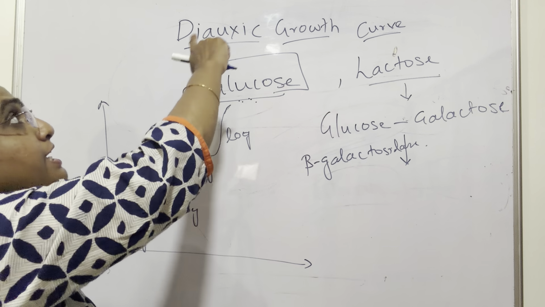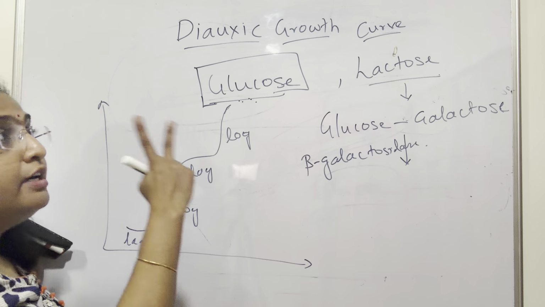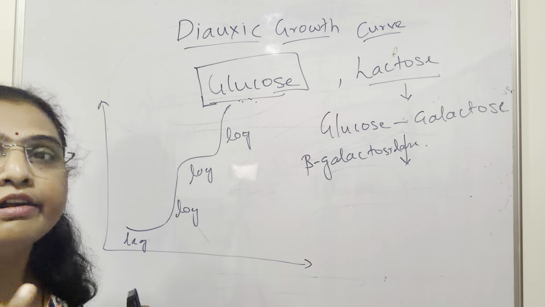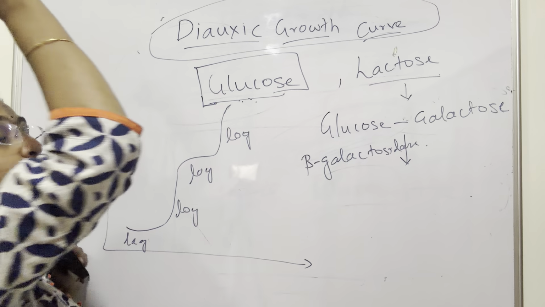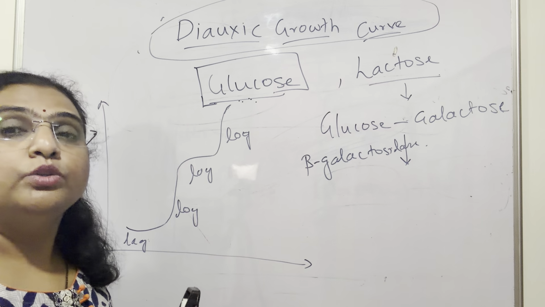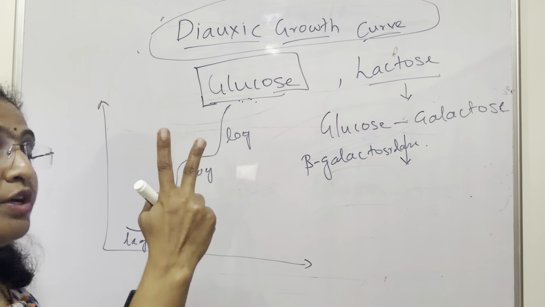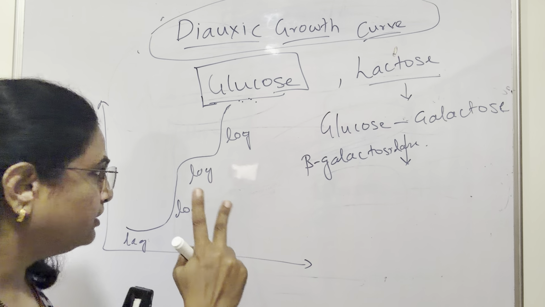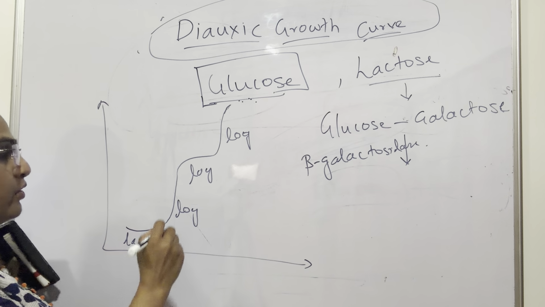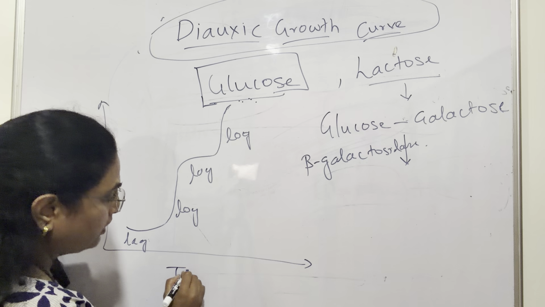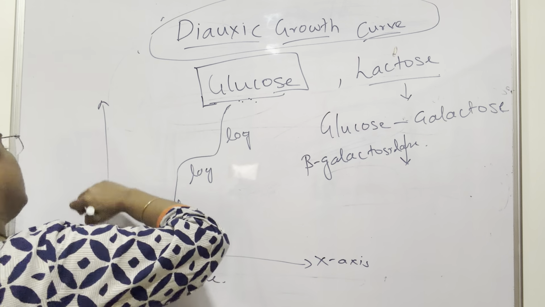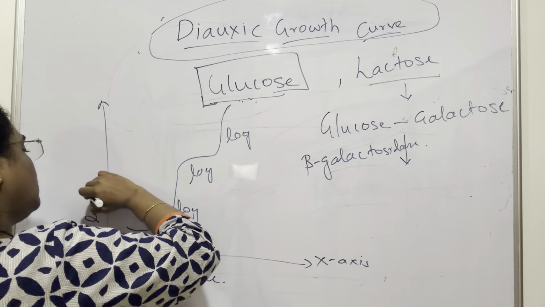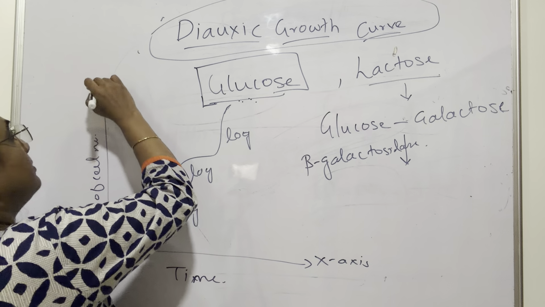The diauxic, okay, di means what? Two. So here how many phases? The two phases alternate with each other. That's why the growth curve is called a what? Diauxic growth curve. Why? Because the two phases alternate with each other. That's why it is a diauxic growth curve. Now here on the x-axis, there is what? There is time, and on the y-axis, there is log of cell number.